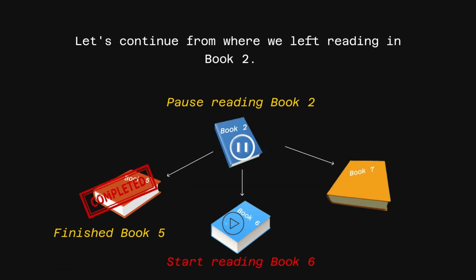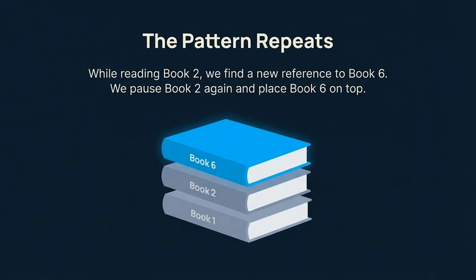Book 2 has 3 references. Midway through reading Book 2, we come across a reference to Book 5. We decided to read Book 5 before continuing with Book 2. Once we finished Book 5, we went back to Book 2. We then encountered a reference to Book 6. Consequently, we paused Book 2 again to read Book 6.